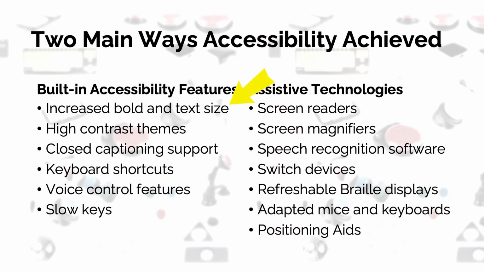One is to utilize built-in accessibility features such as changing the fonts to bold and increasing the text size, using high-contrast themes, utilizing closed captioning support, using keyboard shortcuts, voice control features, and features such as sticky keys. Another way we can achieve accessibility on a computer is to utilize specific assistive technology software and devices such as screen readers, screen magnifiers, speech recognition software, switch interface devices, refreshable braille displays, adapted mice and keyboards, and positioning aids.